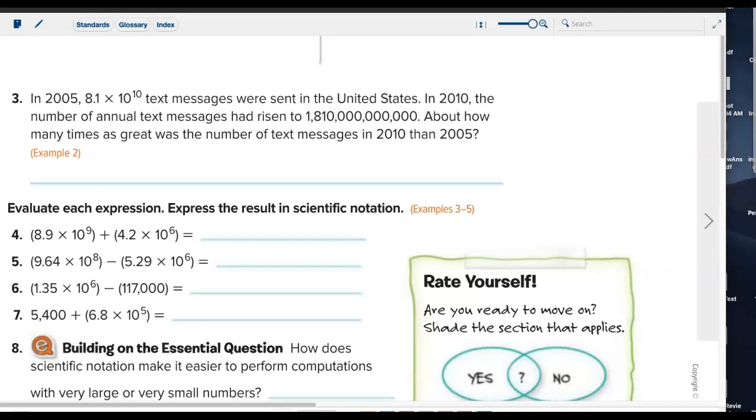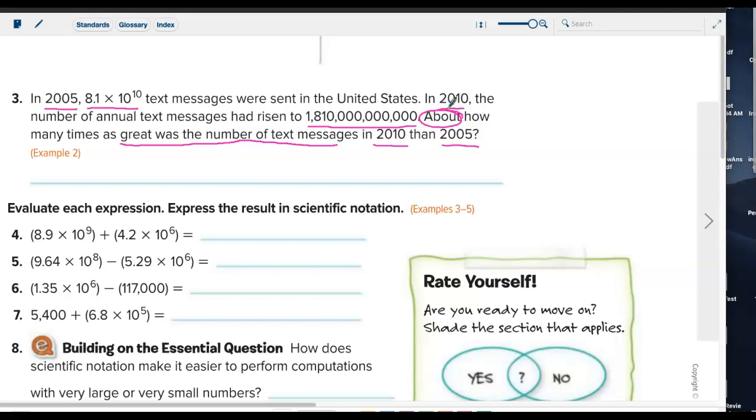Okay, so if we're underlining our important facts, in 2005, there was 8.1 times 10 to the 10th. In 2010, it had risen to 1,810 billion. Then we need to know how many times as great was the number of text messages in 2010 to 2005. What else does it have in that question that I should probably highlight? Adriana? About. So what are we gonna do?